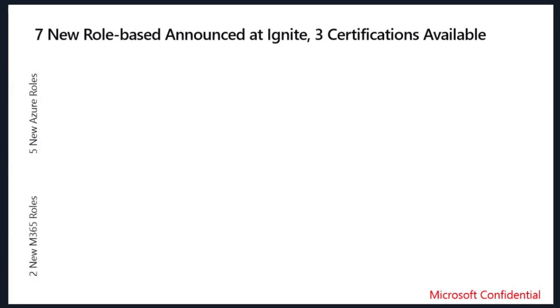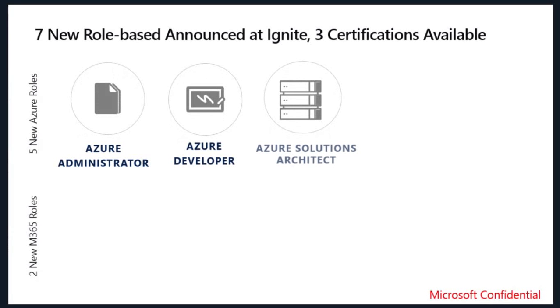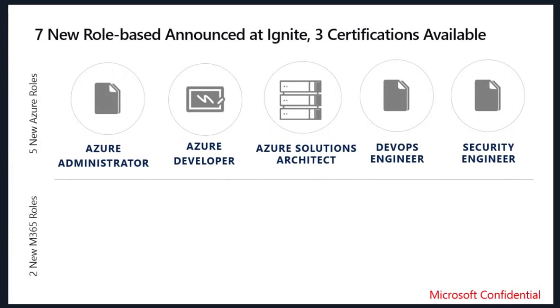And I'll start by sharing with you that we are announcing 7 new job roles at Ignite. 3 of them will look familiar to you, likely, if you've seen any of the summaries from Inspire. The first 5 are in the Azure space, specifically Azure Apps and Infrastructure. We have the Azure Administrator, the Azure Developer, the Azure Solutions Architect, and then, of course, new to you might be the DevOps Engineer and Security Engineer.